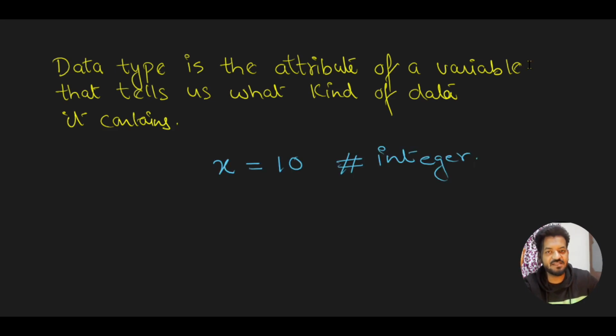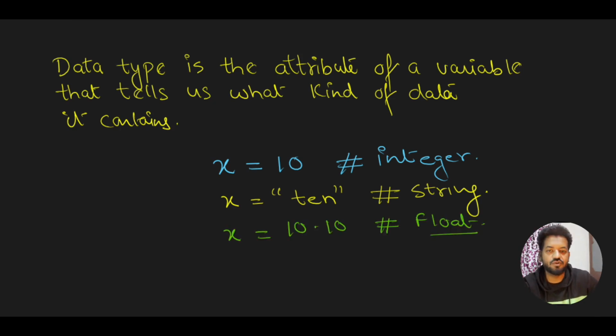If there is x and the value of x is 10, then we can say the data type of x is integer. Again, if there is another x and the value of that x is 10 written as a string, then we can say the data type of x is string. In the third case, if x equals 10.10, the data type of x is float. From the perspective of mathematics, you can say it is a decimal, but in terms of Python this is a float.